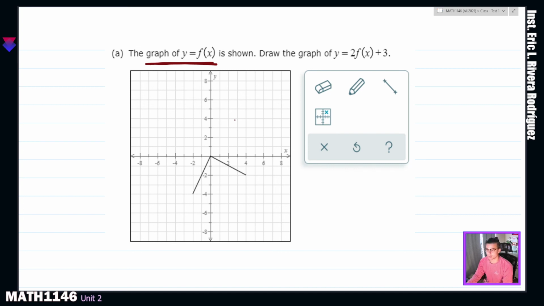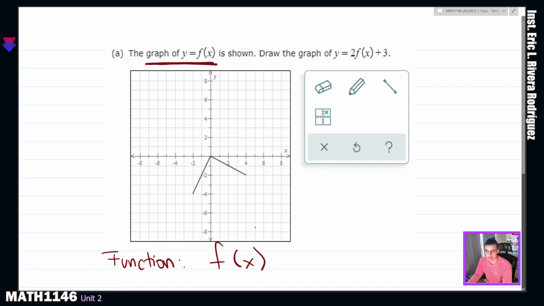Here we have a function, and the function is f of x. This is how we name functions: a letter and then the input. The name is f, and the input of that function is x. All right, f of x, that's our function. The only thing that we have is a graph. We don't have an equation.